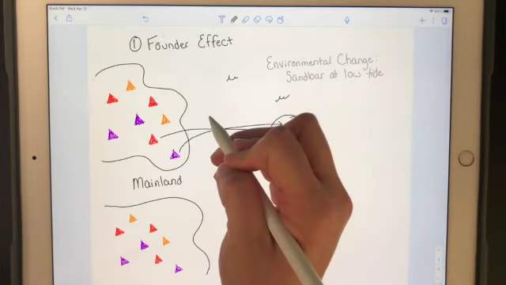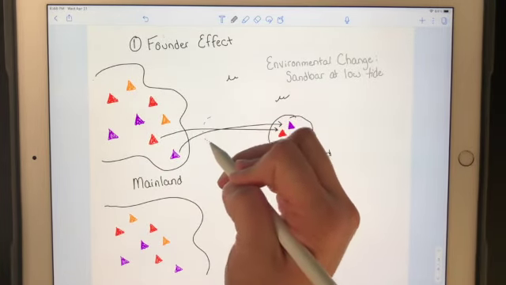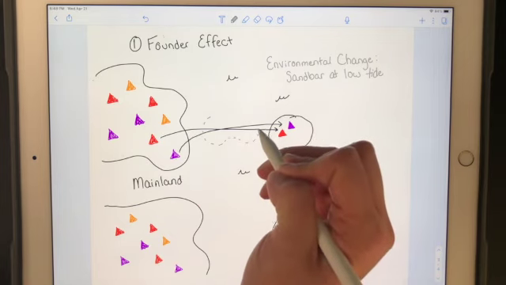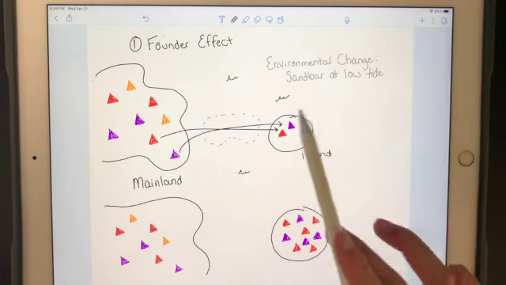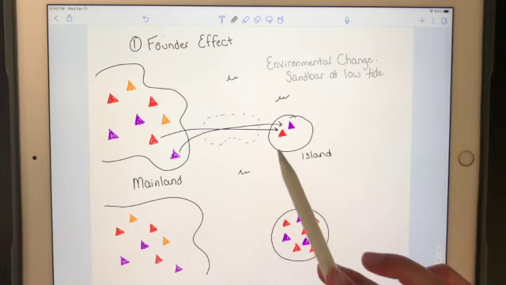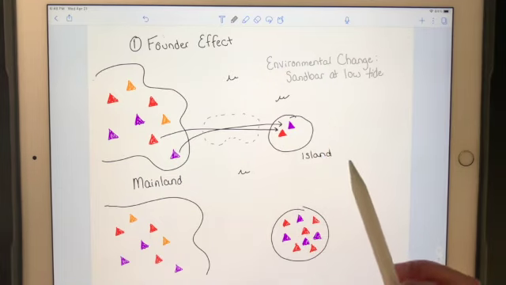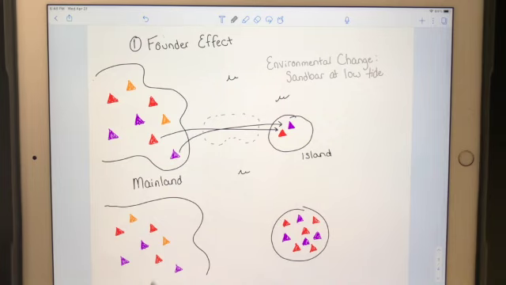I'm going to put my sandbar back in as a dotted line so you know it was there at some point, but it was not permanent. So my reds and my purples made it across before the sandbar disappeared. After they reproduced for a while on our mainland, we still have three different types. We have the purple, the red, and the orange. But over here on the island, we just have purple and red.